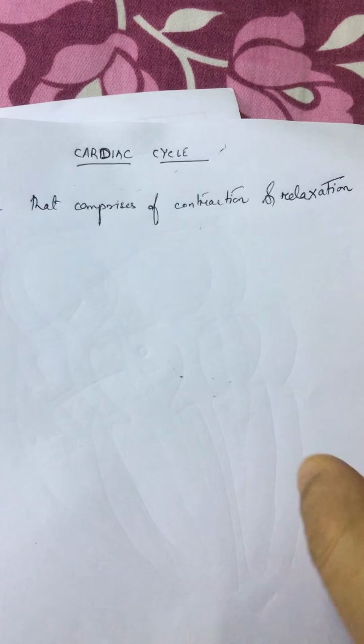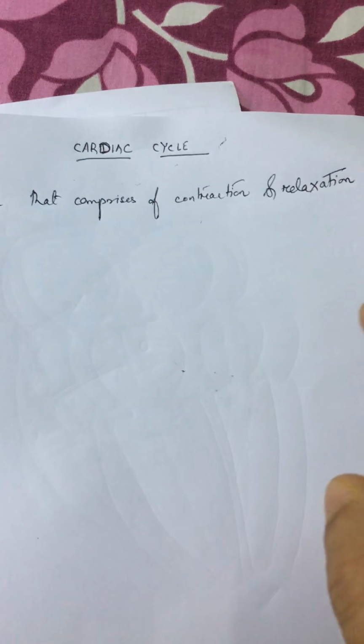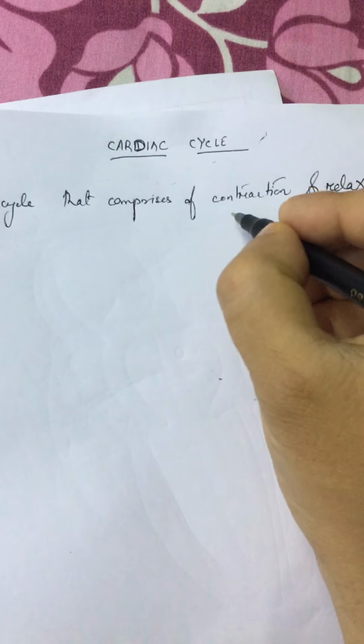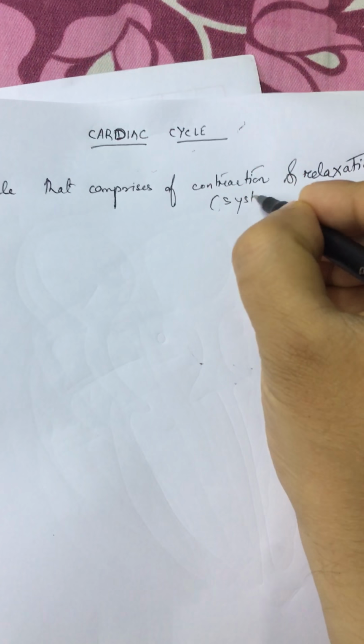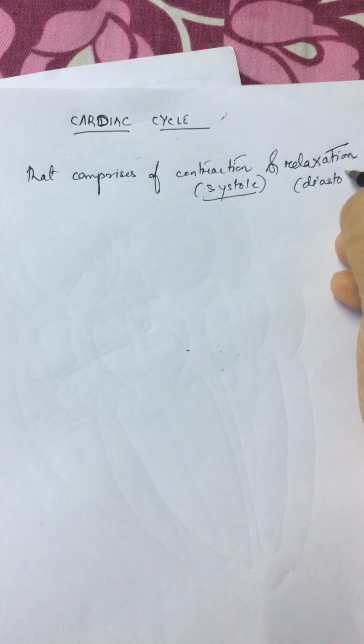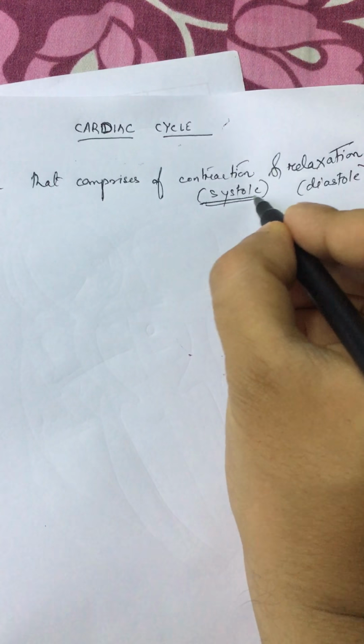This contraction and relaxation will be over within a certain time period. We have to see the duration of the contraction as well as the duration of the relaxation. The contraction of the heart is called systole, okay, and relaxation is called diastole. Some pronounce it differently also, okay.